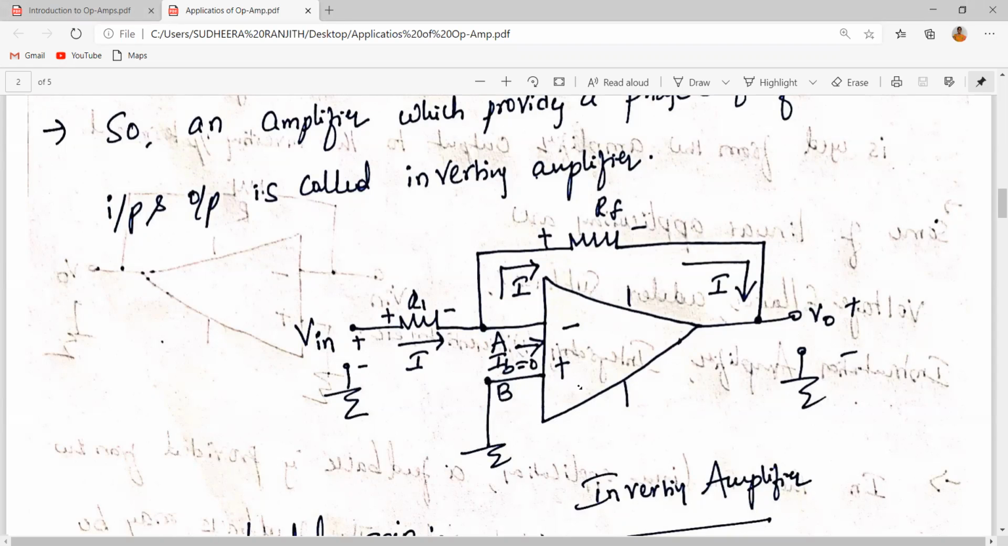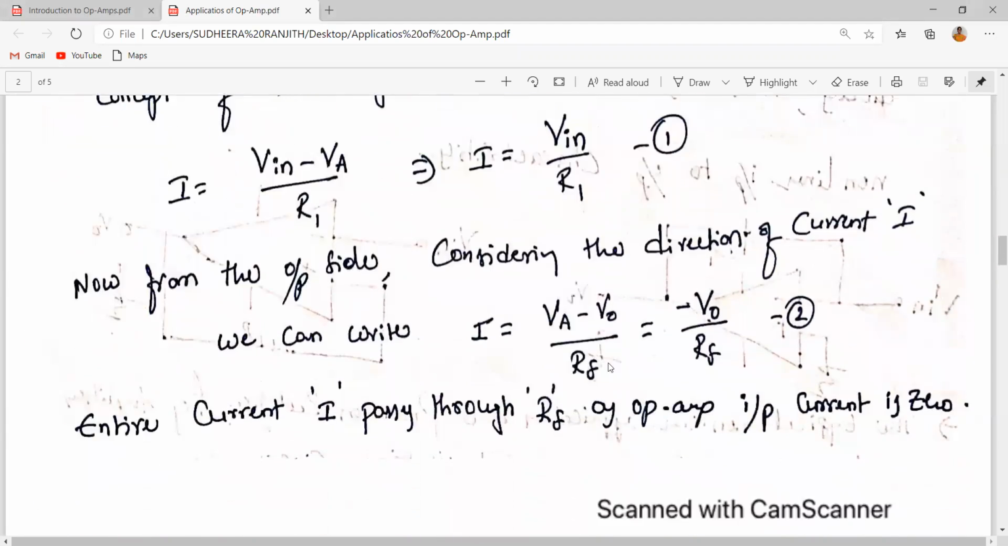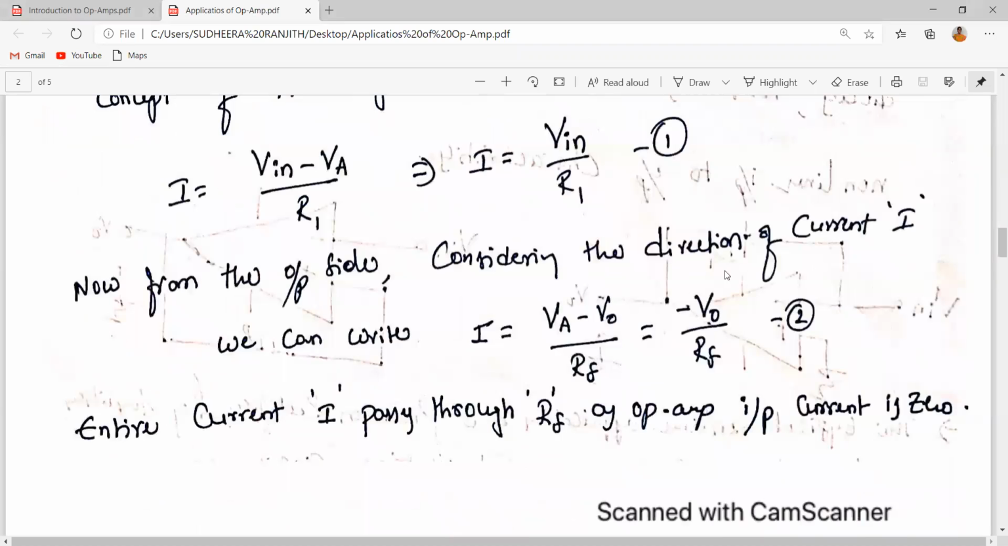That's what I have written here. From the output side, considering the direction of current I, the current flowing through RF is VA minus Vo by RF. And we know that VA is 0 from the concept of virtual ground. Then the current is minus Vo by RF, which is considered as equation 2.